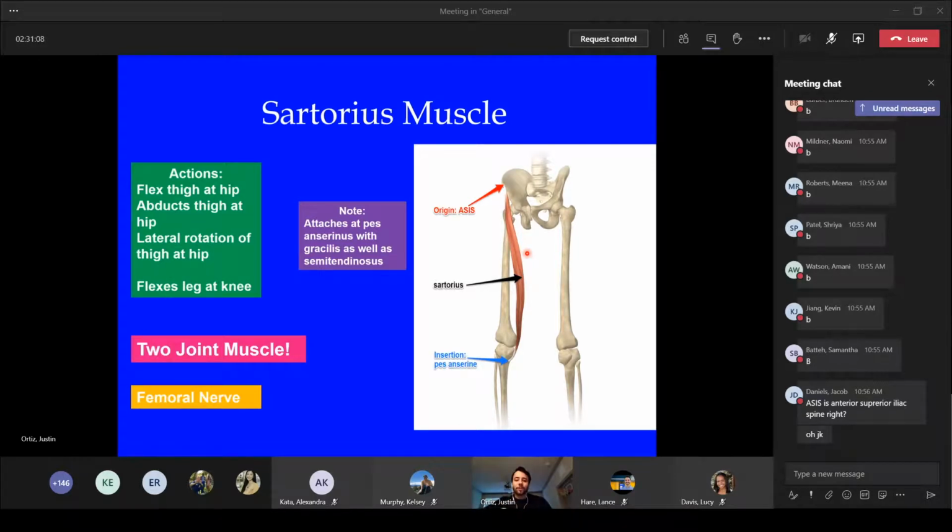So, for example, if I look at this image, and I pull the sartorius muscle, the first thing it's going to do is flex this thigh, right? So it's going to bring your femur up. That's flexing the thigh at the hip, because it's obviously pulling up. It's going to abduct the thigh at the hip as well, because it's pulling towards this side basically. So it's going to pull the thigh away. Does that make sense? You can see it because the attachment's more over here, so it's going to be pulling the thigh or abducting it.